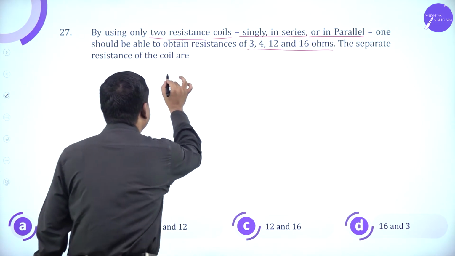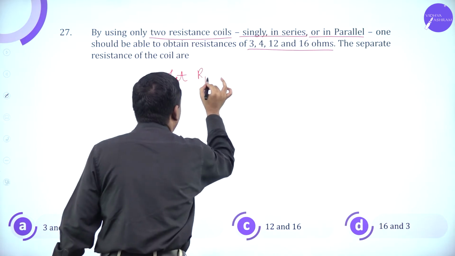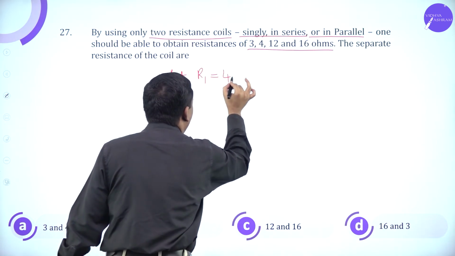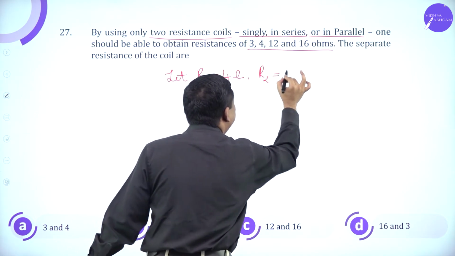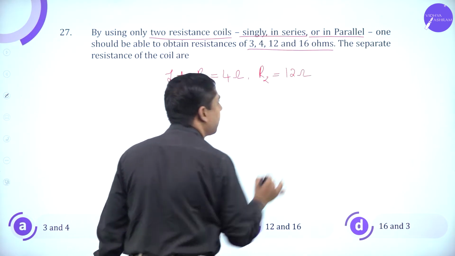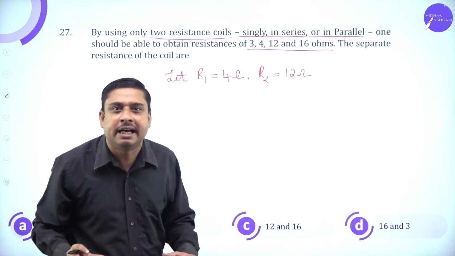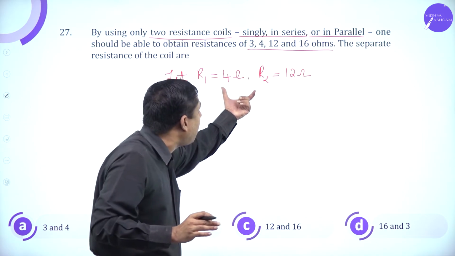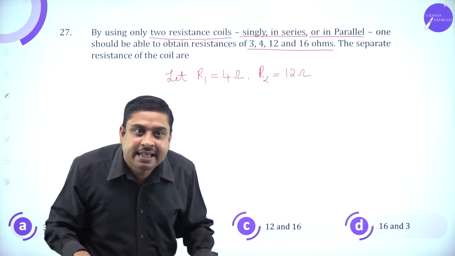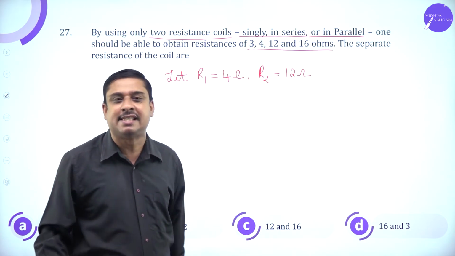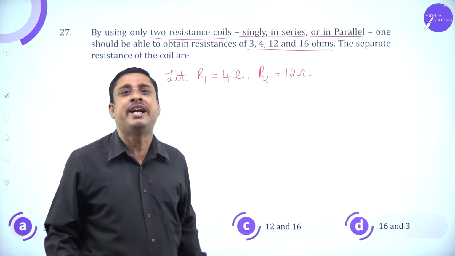So I'll consider, let R1 be 4 ohms, R2 is 12 ohms. This is only by inspection, trial and error. With these two, I am trying to see whether I can get the remaining two resistances. Otherwise, we try two different combinations.